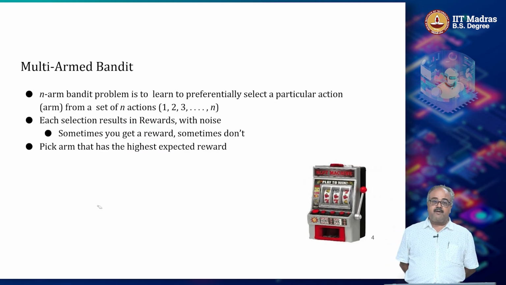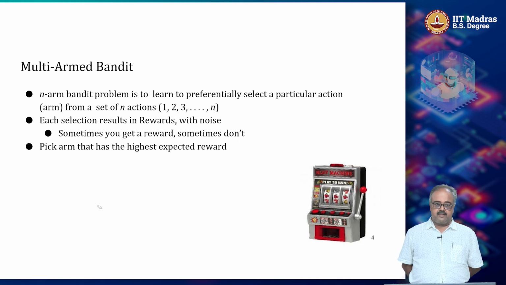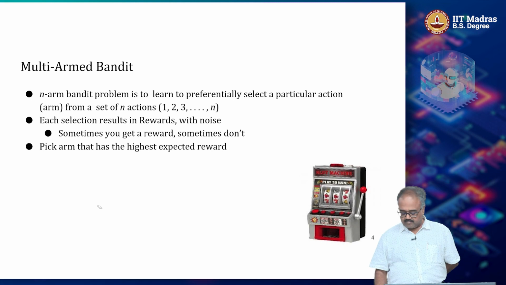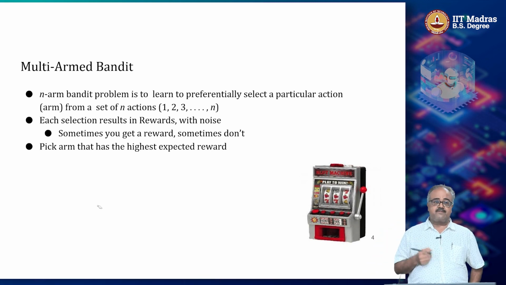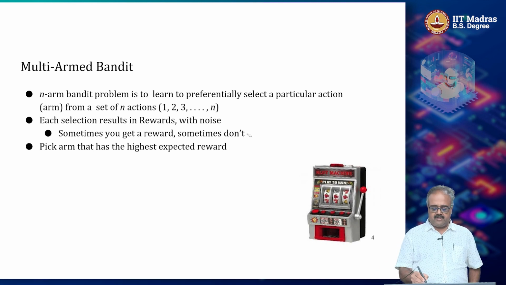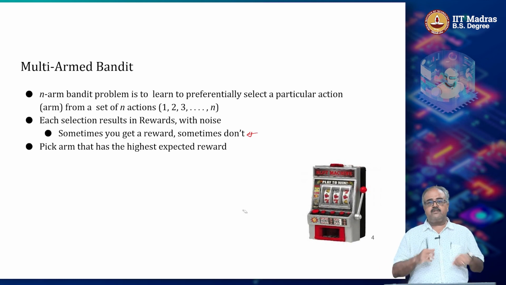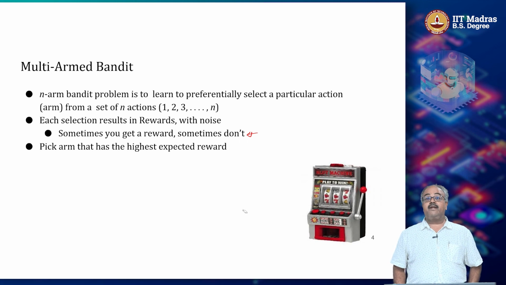So if you remember the multi-arm bandits, you have n actions, right? You have to learn to select the action so that you get the arm with the highest expected reward. Each selection results in some reward, with noise. It could be a "you get it or don't get it" kind of noise, or it could be a normally distributed reward function.